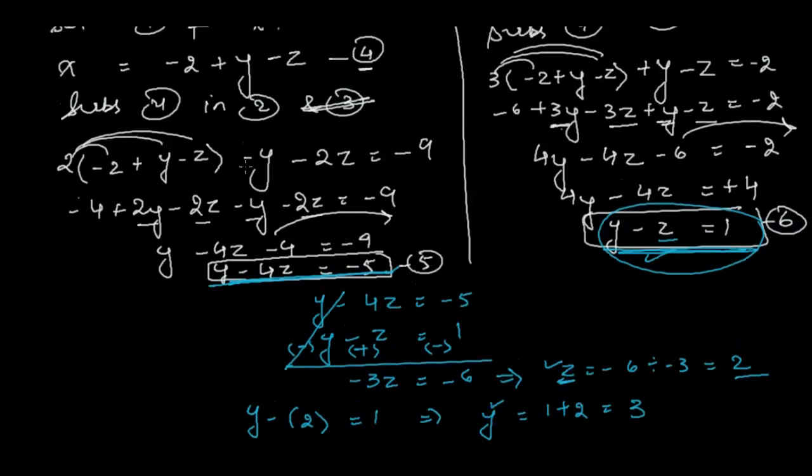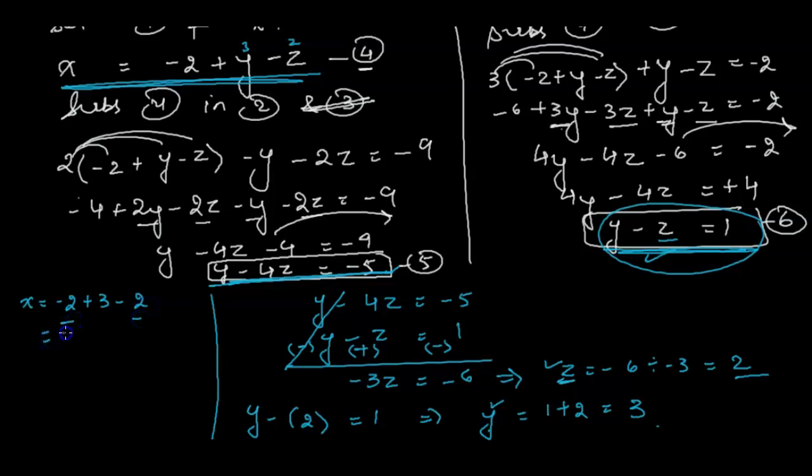We also noticed that we had isolated for x here, so we would use the y value as 3 in here, z value as 2 in here, and solve this to get the value of x. And we can do that here. So x is negative 2 plus 3 minus 2. This gives us minus 4 plus 3 equal to x. So x is basically minus 4 plus 3, which is a minus 1.